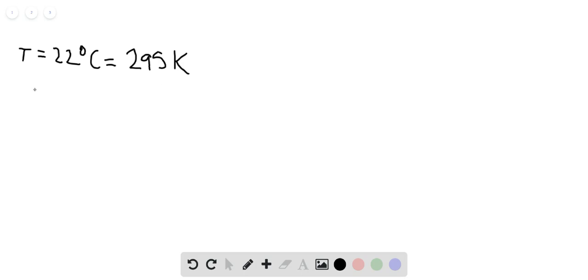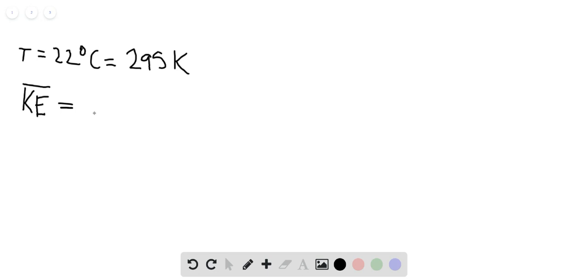Now, let's calculate the kinetic energy of a molecule in a gas. This is a bit of a tricky question because it's hard to pinpoint the kinetic energy of a single molecule, because in a gas there is a ton of molecules and every molecule has a different kinetic energy. So what we'll do is calculate the average kinetic energy.